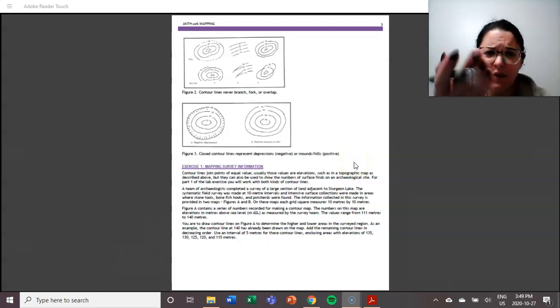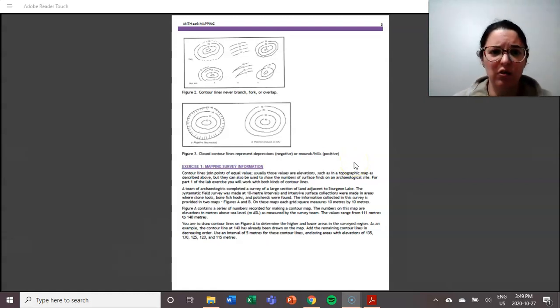And so then I've given you some images that show you how they should work on a map, and then we get into mapping the survey information itself. And again, there's two different kinds of information that we're looking at on these maps. The first one we're going to look at is the elevations, and we're going to draw some contour lines onto it.